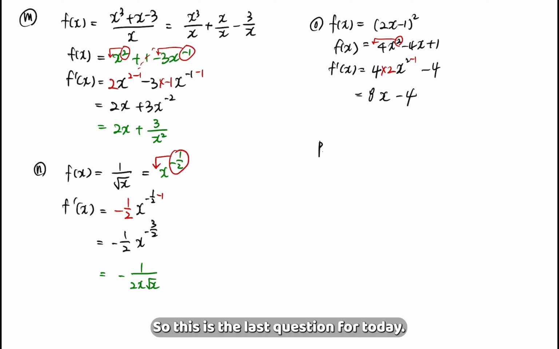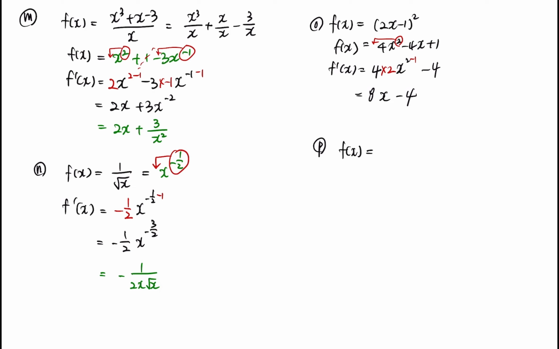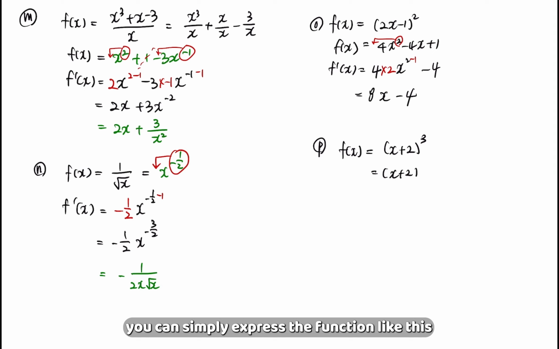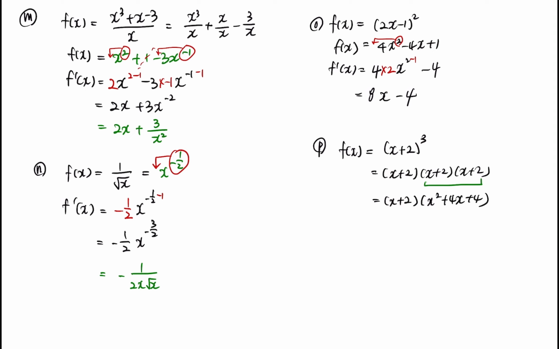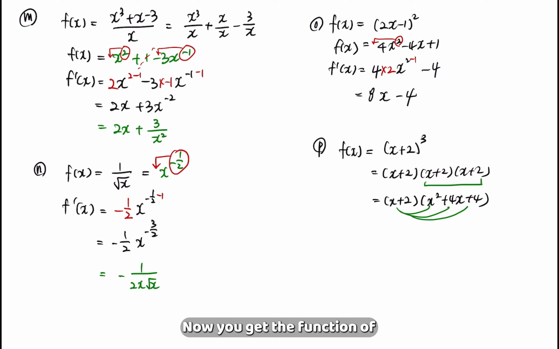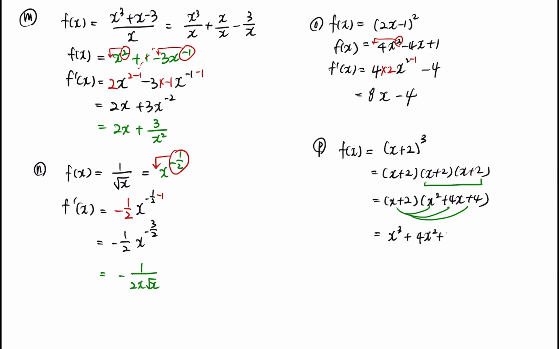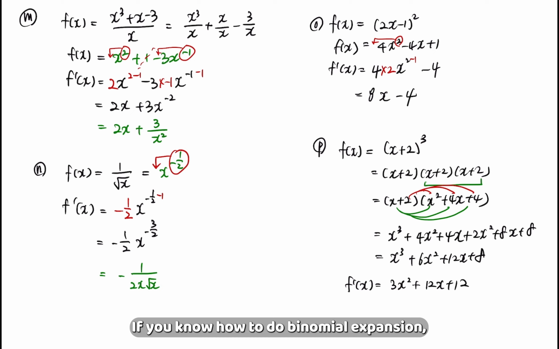So this is the last question for today. When f(x) is (x plus 2) to the power of 3, you can simply express the function like this and do the expansion one by one. Expand the last 2 terms, then you can get this one. And expand the rest of it, now you get the function of x to the power of 3, 6x to the power of 2, 12x, and 8. Then the result of f prime x is this one. If you know how to do binomial expansion, then you can use that way for question P.